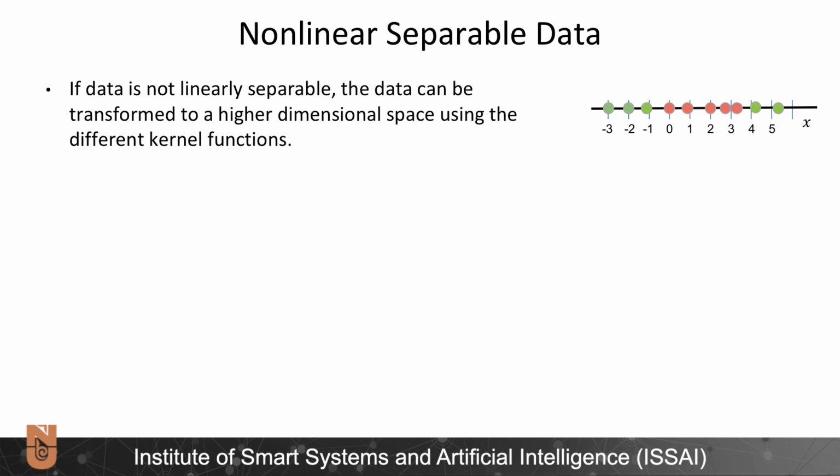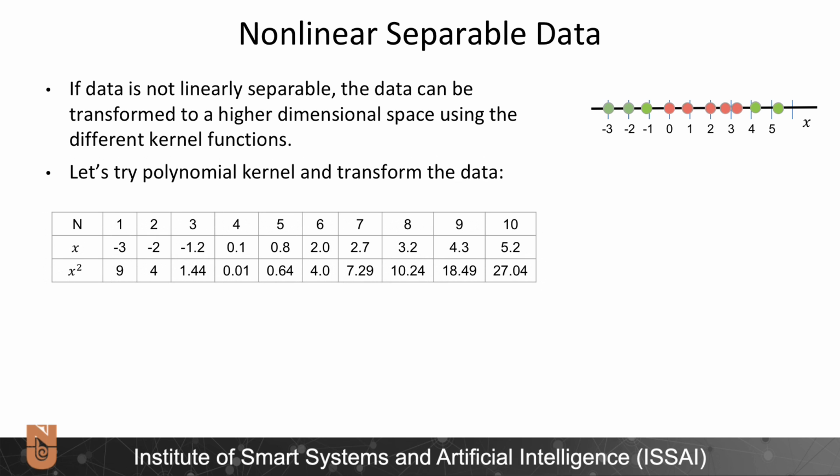Let's see how SVM works for nonlinearly separable data. If data is not separable, the data can be transformed to a higher dimensional space using different kernel functions. In the figure, we can see that data is present in 1D, and there is no line that can separate the data into correct classes. Let's try a polynomial kernel and transform the data.